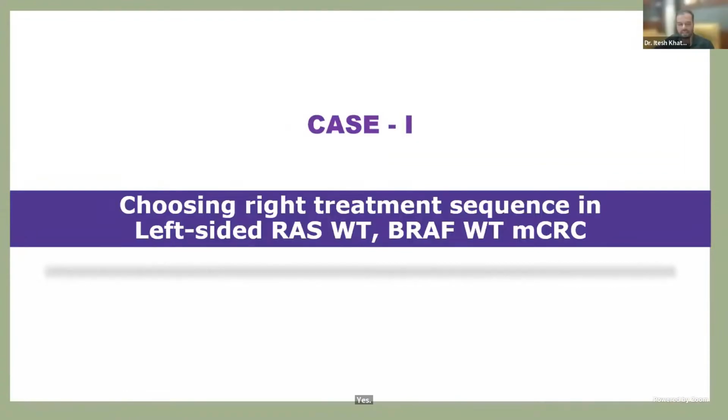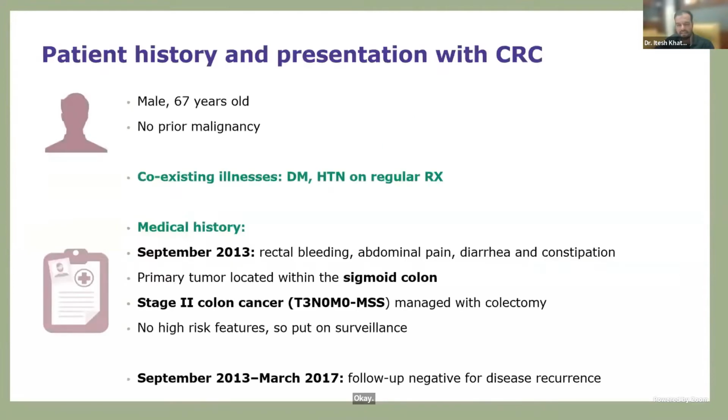Okay, so here is case one. Left-sided RAS and RAF wild-type metastatic colorectal cancer. We have a 67-year-old male with diabetes and hypertension, otherwise controlled. He was diagnosed with stage 2 colon cancer in September 2013. Sigmoid colon, operated, pT3N0, MSS, and was put on surveillance. There was a DFS of almost 3.5 years.